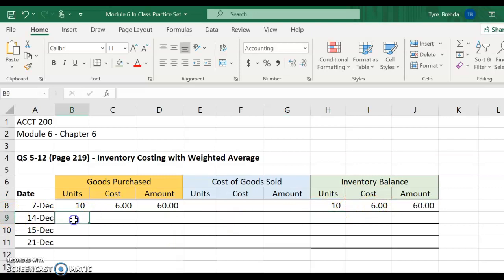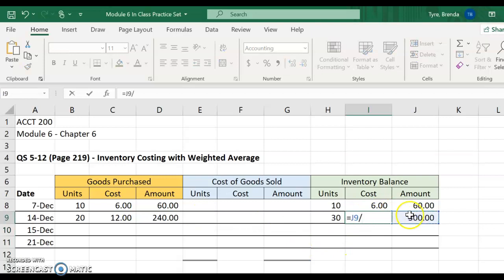And on December 14th, we have a purchase of 20 units at $12. What we're going to do over here then is add the 10 units and the 20 units to get my total units that I have available. Total cost I have invested in these units is $60 plus $240 or $300. My cost per unit is the $300 divided by the 30 units or $10 per unit.